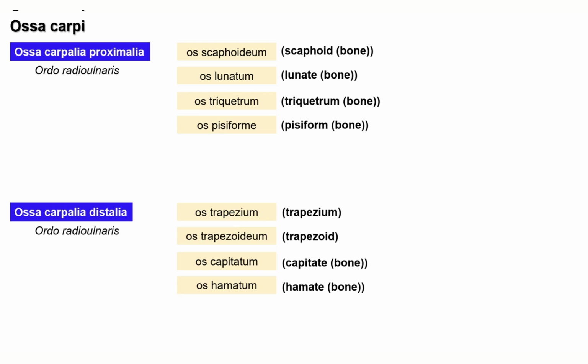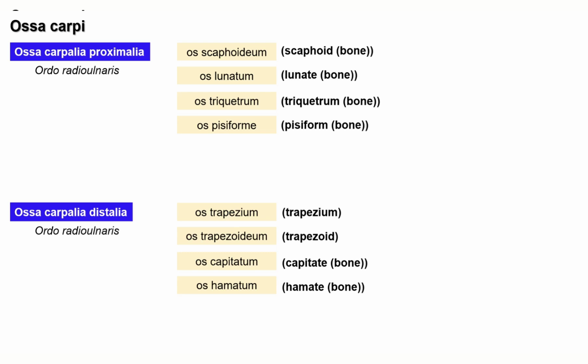The most radial, that is, the most laterally positioned bone of the proximal row is the os scaphoideum, the scaphoid bone. Next comes the os lunatum, which is the lunate bone, followed by the os triquetrum or the triquetral bone. After that comes the os pisiforme, the pisiform bone. The most lateral bone of the distal row is the os trapezium, the trapezium bone, then comes the os trapezoideum, the trapezoid bone, followed by the os capitatum, the capitate bone, and then comes the os hamatum, which is the hamate bone.